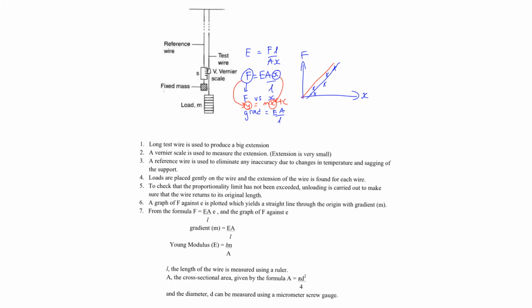Now, the easy way that many students actually use is by using the formula E equals FL over AX. So what they will do is they will just use a single wire, apply a load here and find out what is the force, and then they will measure the original length L. So that way they will have the F and the L. Then after that, they will take a micrometer screw gauge or a vernier caliper to measure the diameter, and then they find the cross-sectional area. Then they will find the extension once you put in the load, and then they will use this formula FL over AX to find the Young modulus.